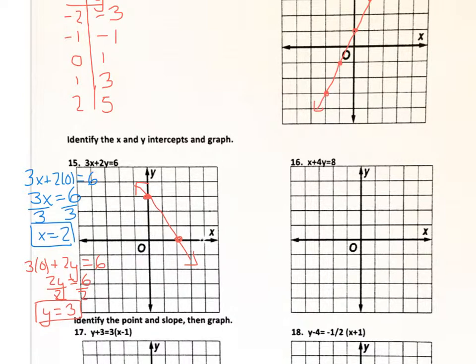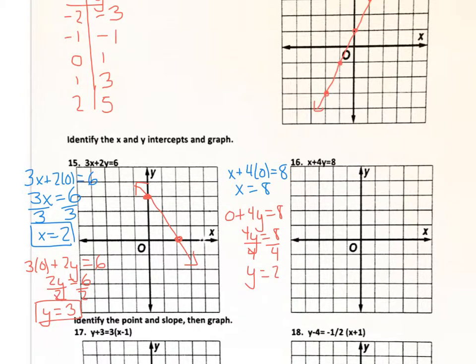Let's do the same thing with this one over here. So this one I'm going to have x plus 4 times 0 equals 8. So here I'm going to get x is equal to 8. Then I can do the same thing with y. I'm going to have 0 plus 4y equals 8. So I have 4y equals 8. Divide both sides by 4. We're going to get y is equal to 2.